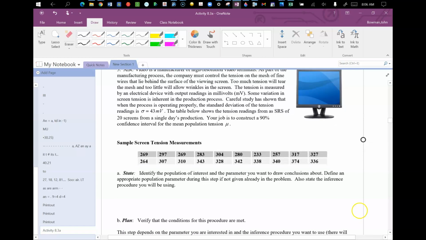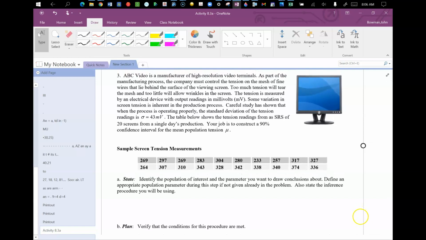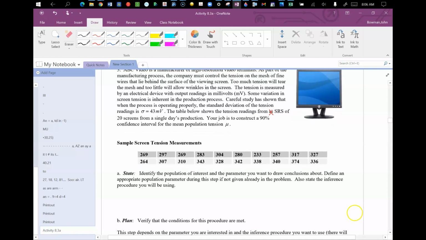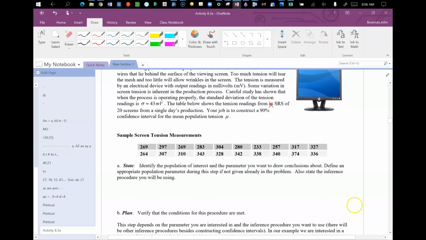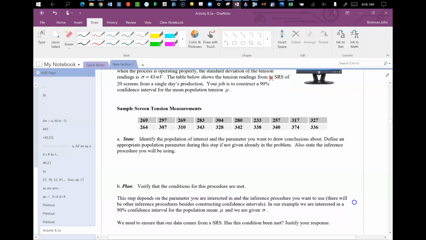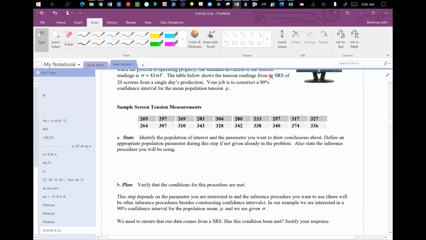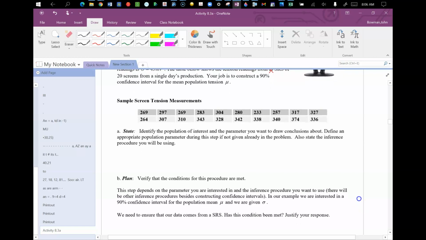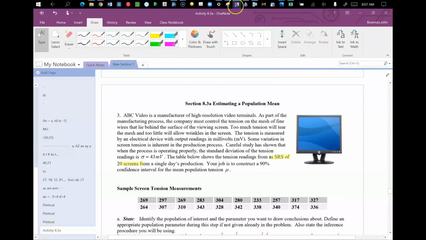The table below shows the tension readings from an SRS of 20 screens from a single day's production. Your job is to construct a 90% confidence interval for the mean population tension mu. So we're going to go through this from start to finish following the four-step process, and we're going to use the calculator, but this time instead of using the stats option for the z-interval, we're going to use the data option.